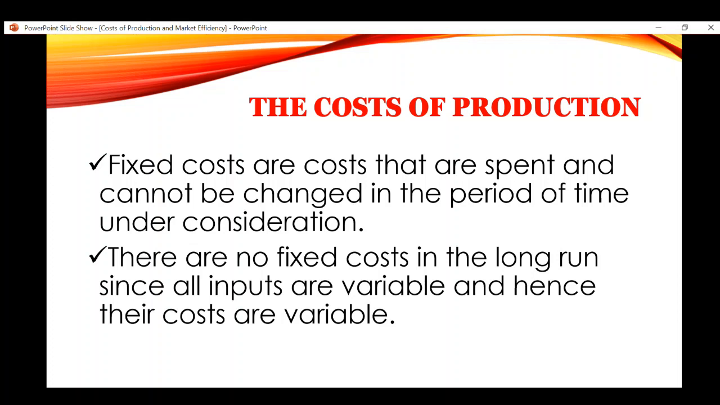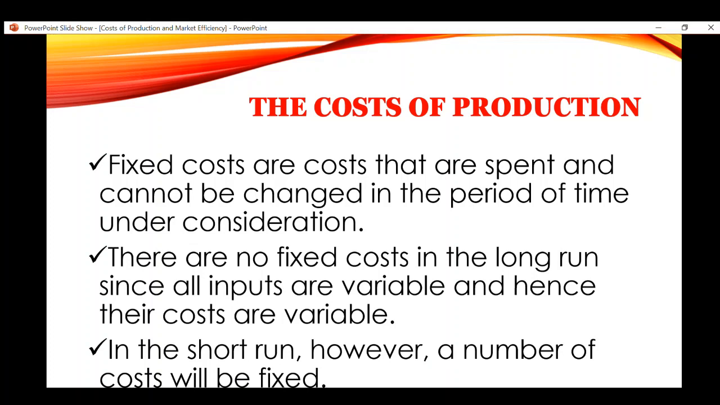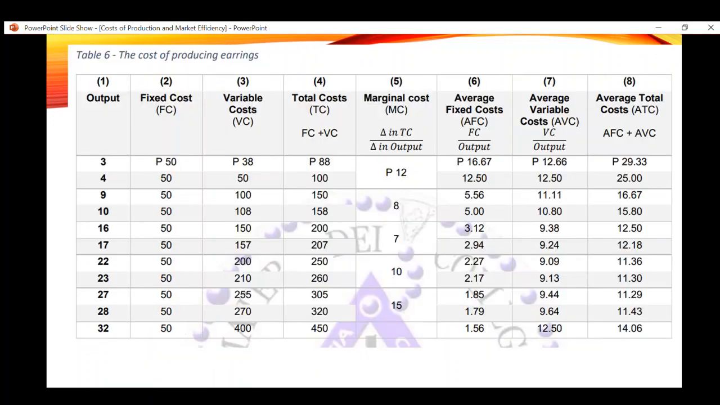Naa tay mas freedom to choose what inputs we're going to use. In the short run, it will be difficult to adjust or be flexible. However, a number of costs will now be treated as fixed.